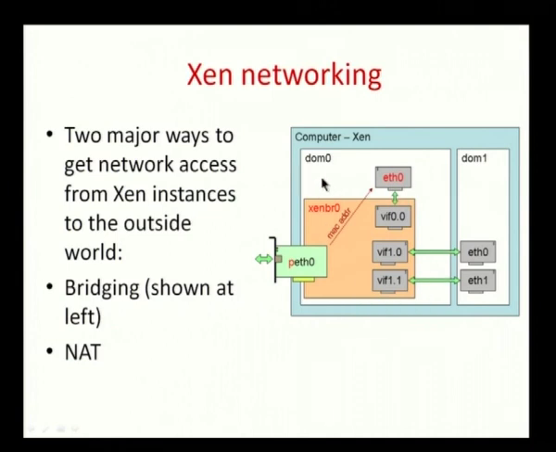When you consider the Zen networking, see, this is the basic concept. The domain 0 is here, domain 1 is here. You are having the physical Ethernet card in your physical machine, that is P80, and it is possible to create so many virtual Ethernet by using the actual ETH0, and you are having the virtual files 0, 1, 2, 3, any number you can create it, and MAC address is also given for the domain 0. From that, for each machine it is possible to create. So, two major ways to get network access from Zen instances to the outside world. One is bridging, as shown in the left, and another one is network address translation NAT, and another one is host. These are the three types available.